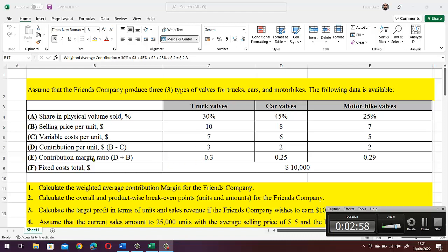When it comes to contribution margin ratio, it is calculated using a formula by dividing contribution by sales or selling price. So here we have the contribution per unit in terms of number, and here the contribution margin ratio for each product. The total fixed cost given is $10,000. Let's have a look at the requirements of the question.